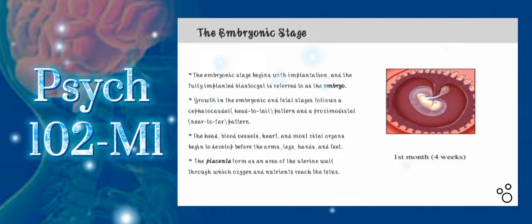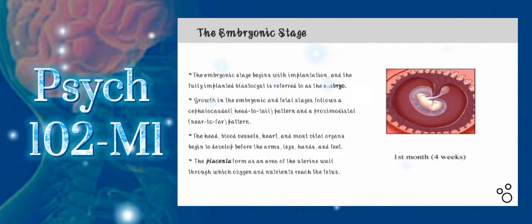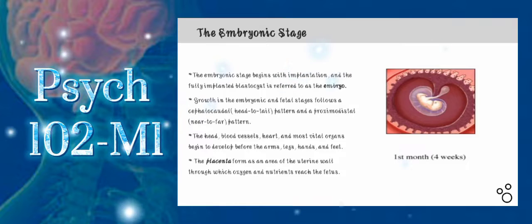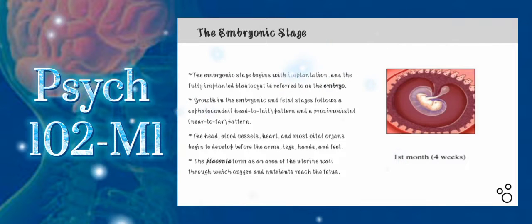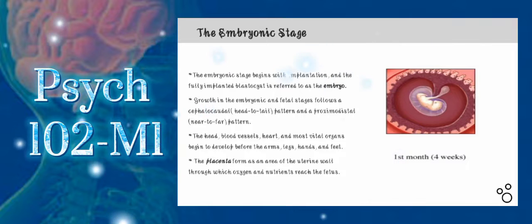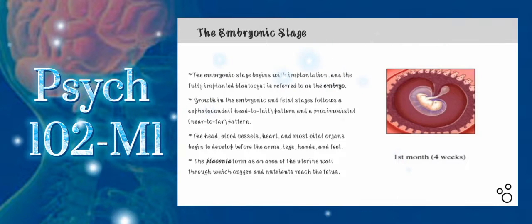Now, let's move on to the second stage, the embryonic stage. The embryonic stage begins with the implantation, and the fully implanted blastocyst is referred to as the embryo. Growth in the embryonic and fetal stages follows a cephalocaudal or head-to-tail pattern and the proximodistal or near-to-far pattern. The head, blood vessels, heart, and most vital organs begin to develop before the arms, legs, hands, and feet.